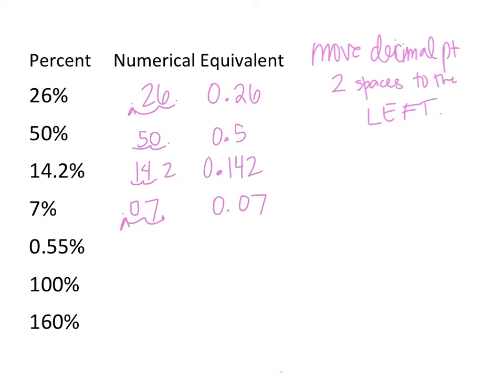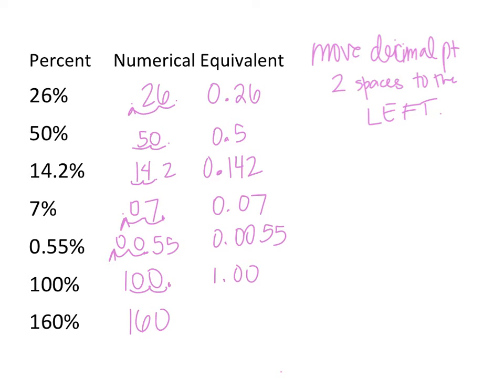0.55%, I'm moving it 2 times to the left. Okay, so 0.55, 1, 2. I got to fill in those 2 spaces. So we have 0.0055. 100%, same thing. Find your decimal, move it 2 times. 1.00. 160%, this is over 100. So you're going to get a number that's bigger than 1. So move it 2 times. 1, 2. 1.6. So now that we're okay with finding the numerical equivalents, we can move on.